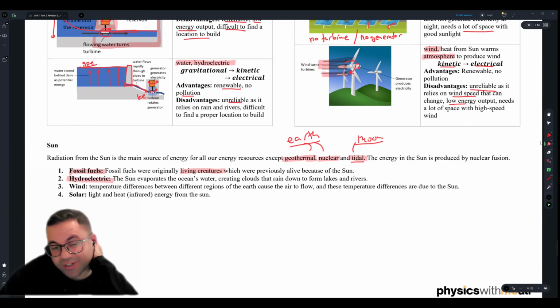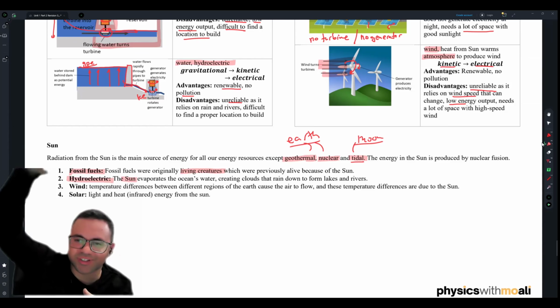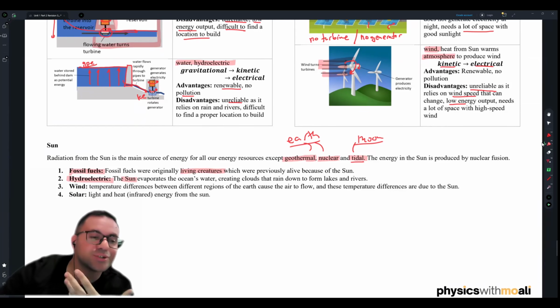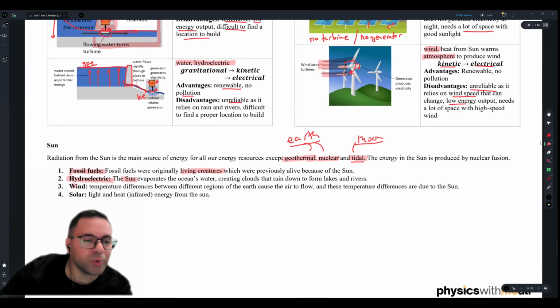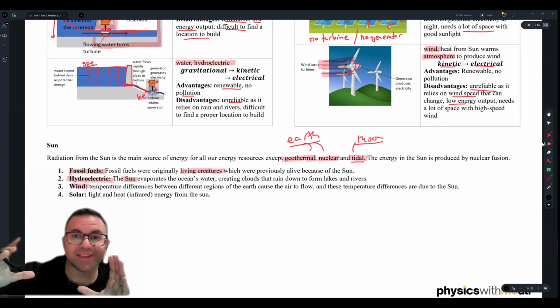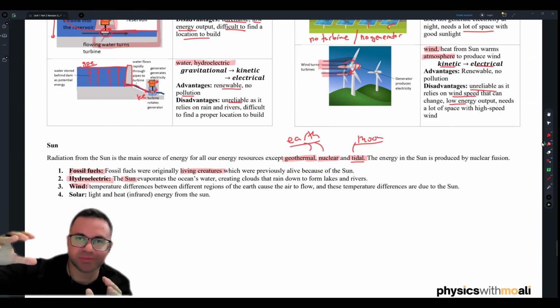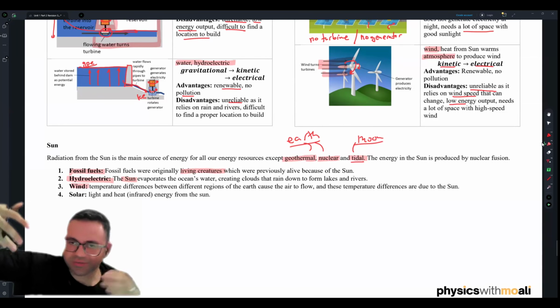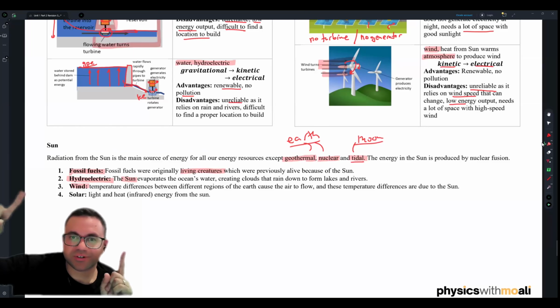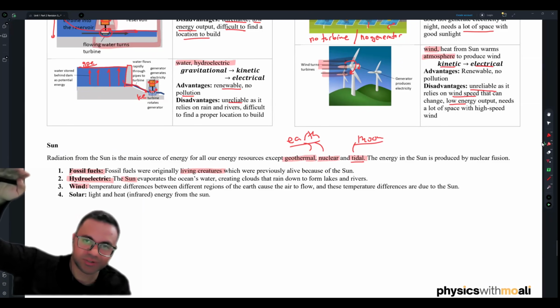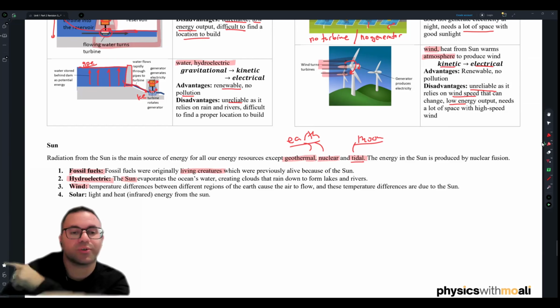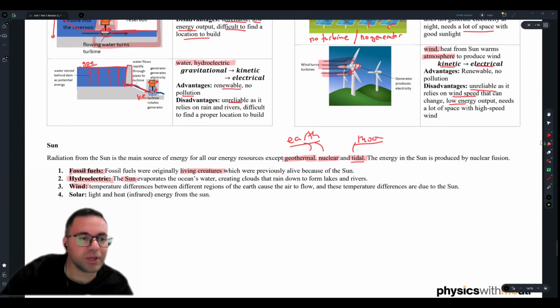Hydroelectric, how does that depend on the sun? The sun is what causes the rain cycle, evaporating the water in the ocean, creating clouds and rain, which forms lakes. So all of this comes from the sun. Wind comes from the sun because wind is the flow of the air in the atmosphere due to temperature and pressure differences in the atmosphere. So when the sun heats up one part of the atmosphere but not the other, this causes the atmosphere's pressure to change. One side is higher pressure, one side is lower pressure. So it starts moving from high to low pressure. Solar, I mean light from the sun. So that doesn't need explanation. It's from the sun.